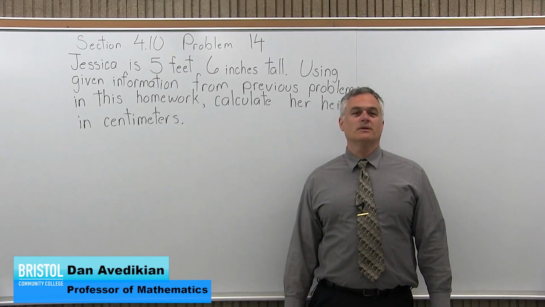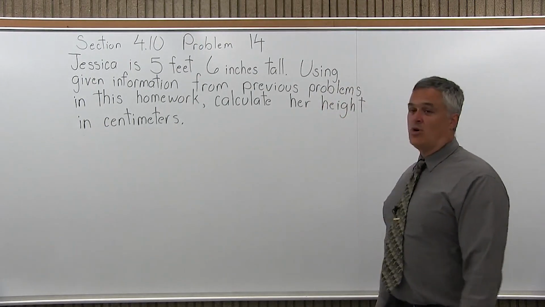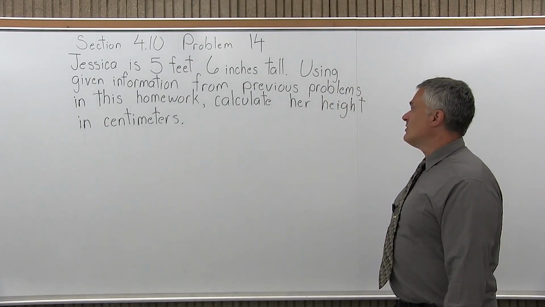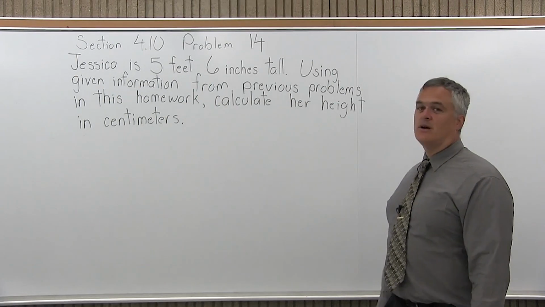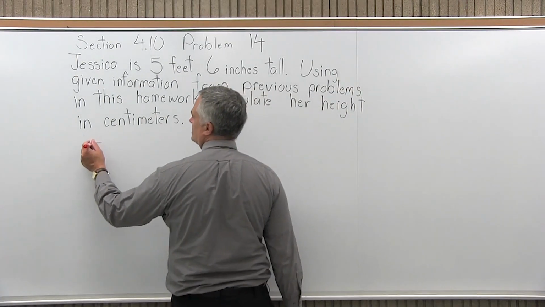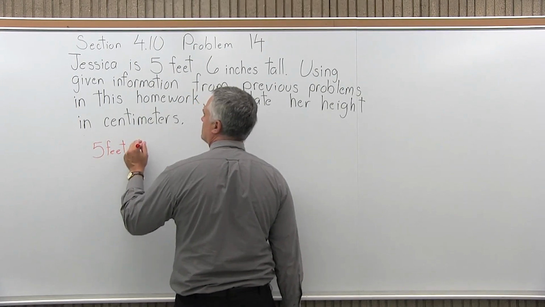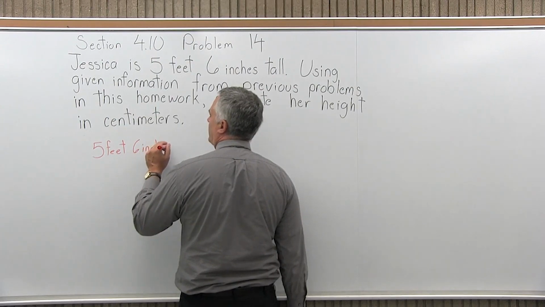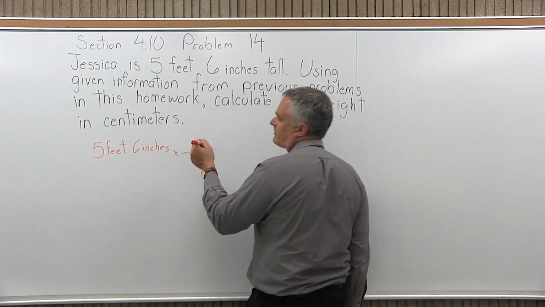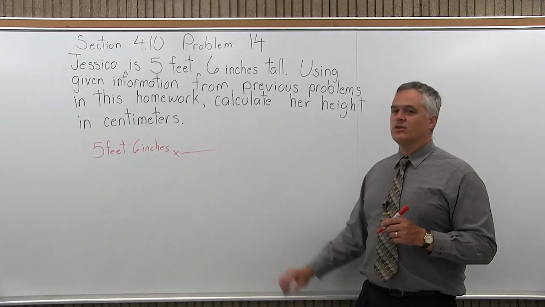This is Section 4.10, Problem 14. It says Jessica is 5 feet 6 inches tall. Using information from previous problems in this homework, calculate her height in centimeters. So typically what we want to do is take the given information, 5 feet 6 inches, and multiply it times some type of a number 1 so that my units will cancel that I'm given and other units will show up.